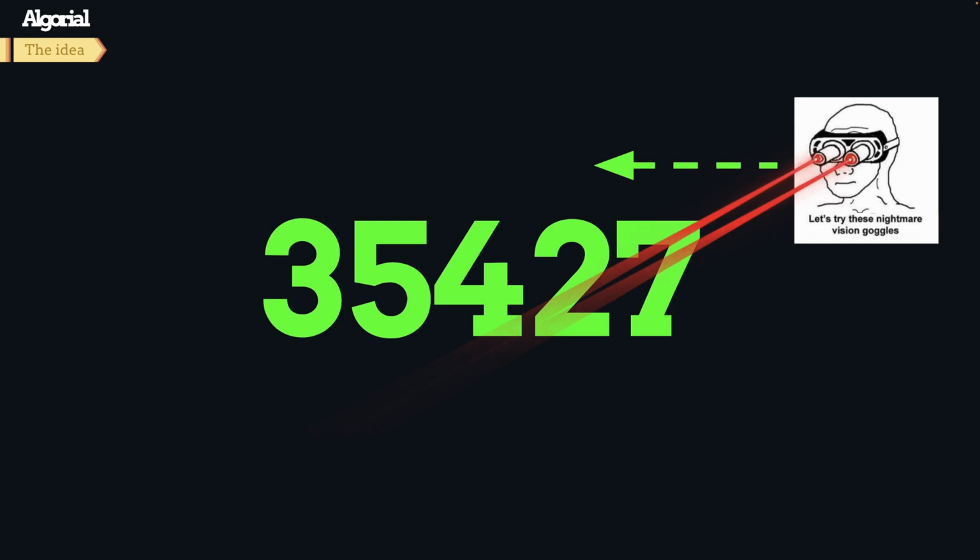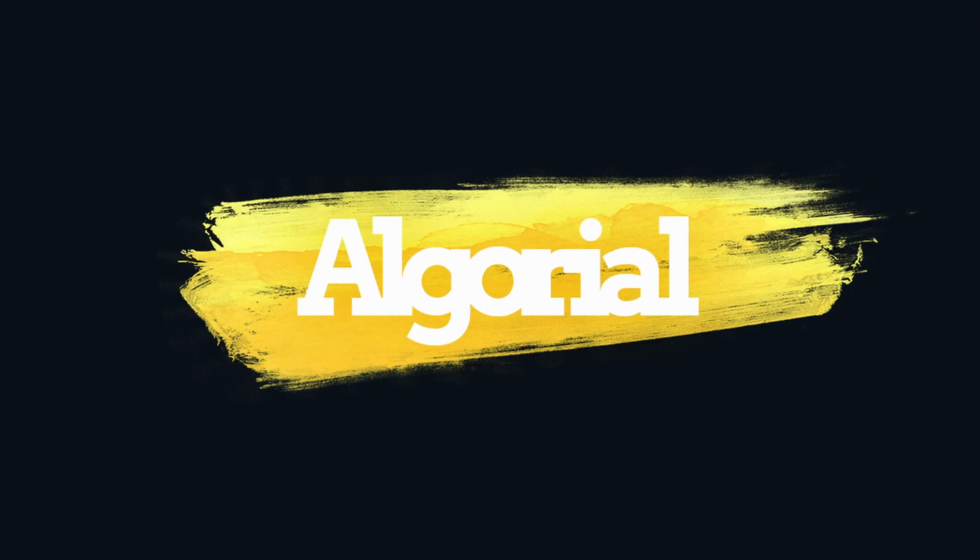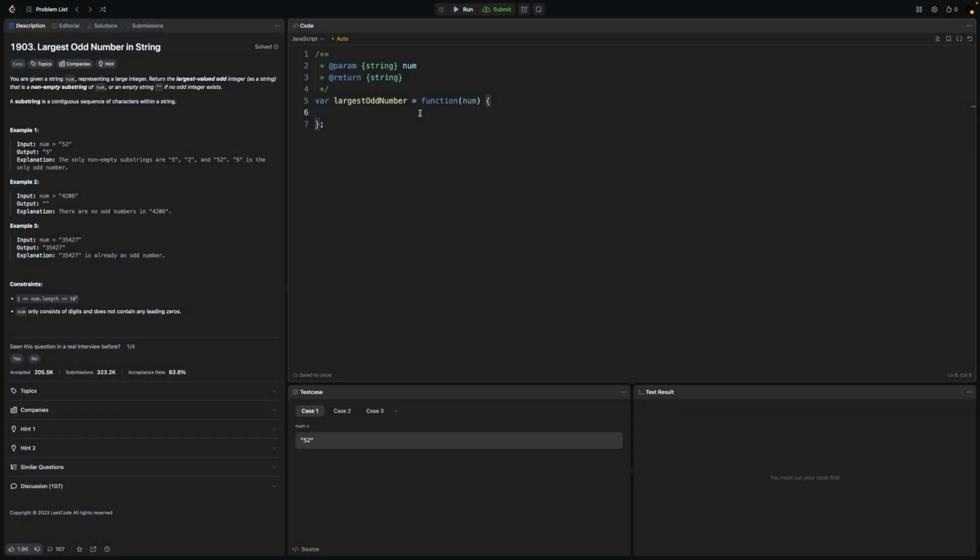And with that being said, let's jump into the code to implement the solution. So here we are in Leetcode. Let's do our iteration over the given string from the end of it. So i will be as big as the length of the string, and as long as it is larger than or equal to 0, we will decrement it.